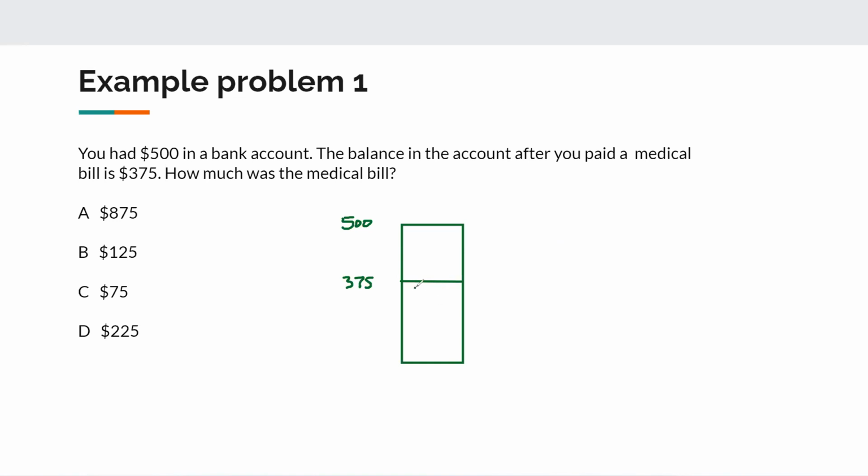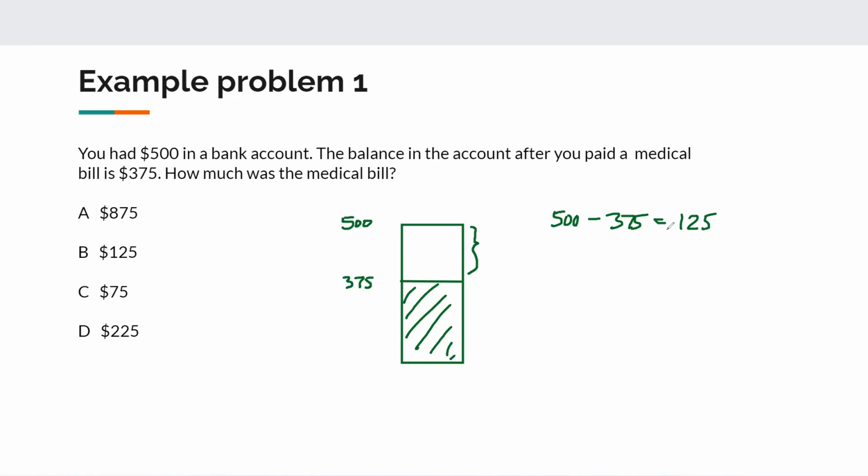So if this is the amount that we have left, and we started with this, then this amount right here must be the medical bill. How could we find that amount with a math operation? Well, we could take $500 and subtract $375, and that gives us $125. Does that sound about right?